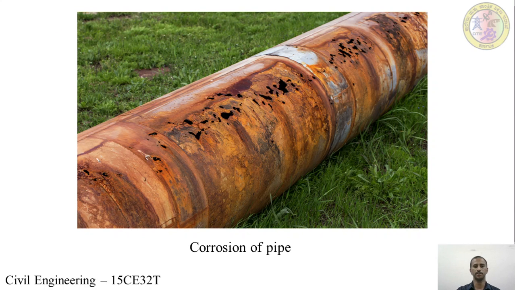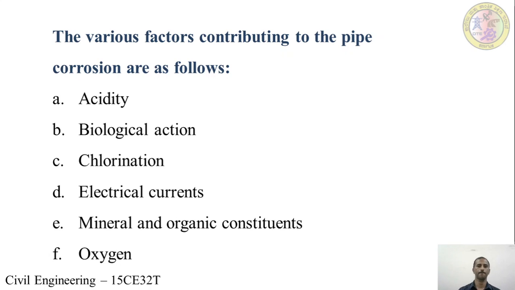The image shows the action of corrosion on a pipe, disintegration of pipe material. Next up is the factors contributing to the pipe corrosion.